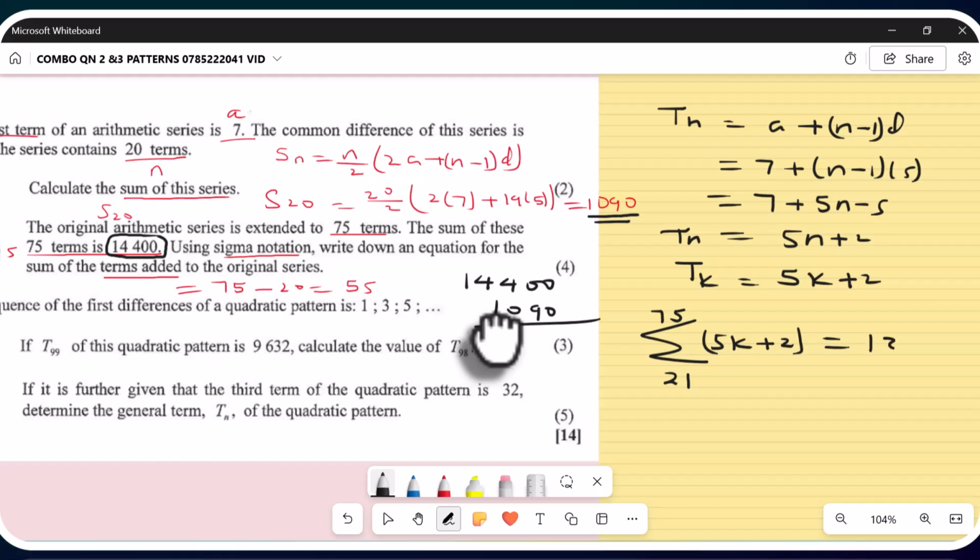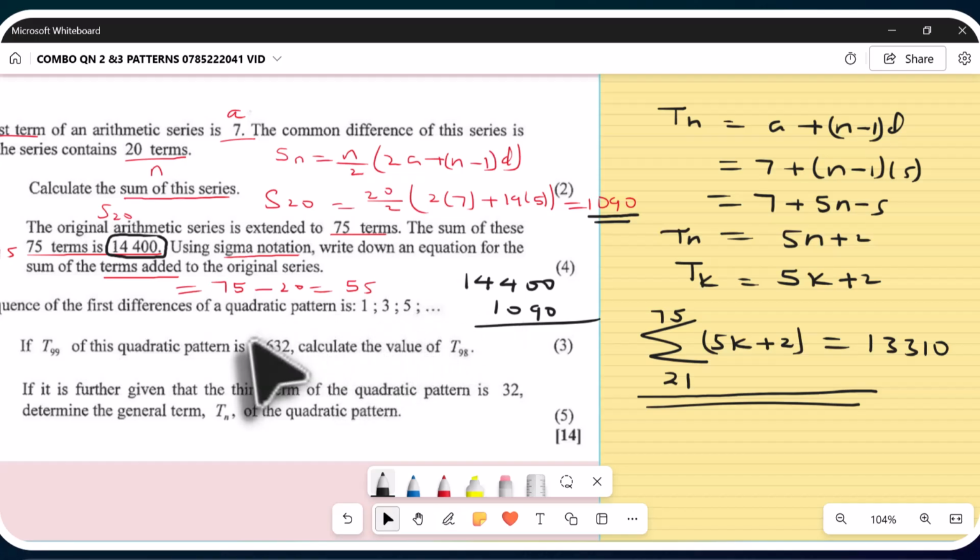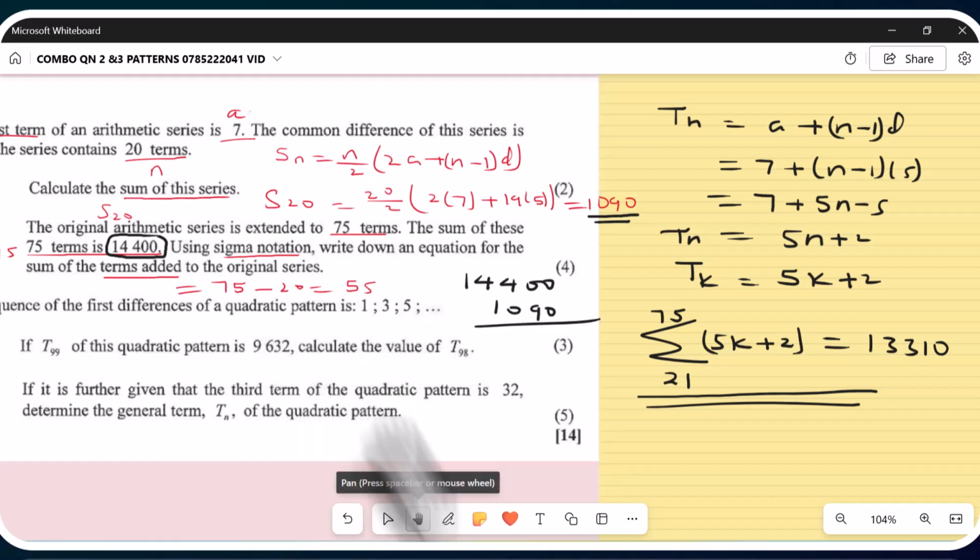So this is my sigma notation. Hope we are together. All right, let us continue here. They say here that now, another question. Now, the sequence of the first differences of the quadratic pattern is what?